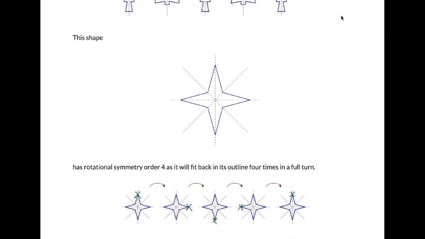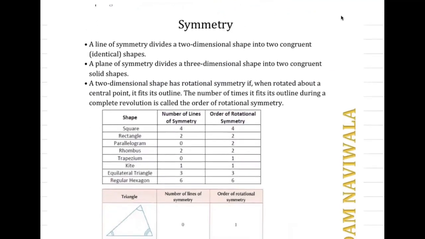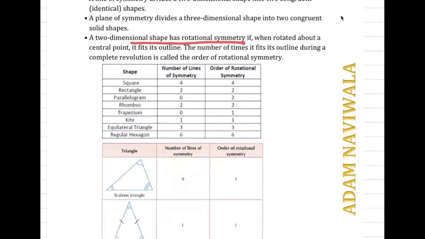So this shape has a rotational symmetry of order 4. Okay. So let's consider a few further examples. So we are clear with this point that a line of symmetry divides a two-dimensional shape into two congruent or identical shapes. Okay. A two-dimensional shape has a rotational symmetry if, when rotated about a central point, it fits its outline. The number of times it fits its outline during a complete revolution is called the order of rotational symmetry.